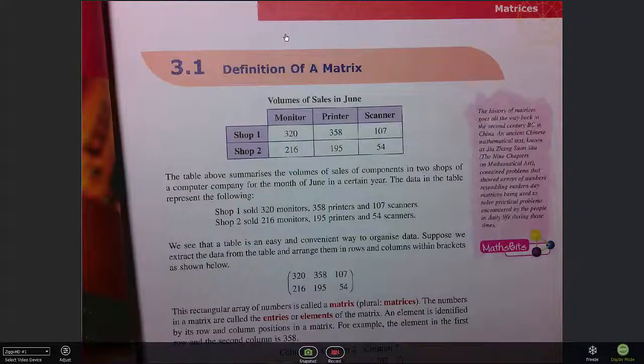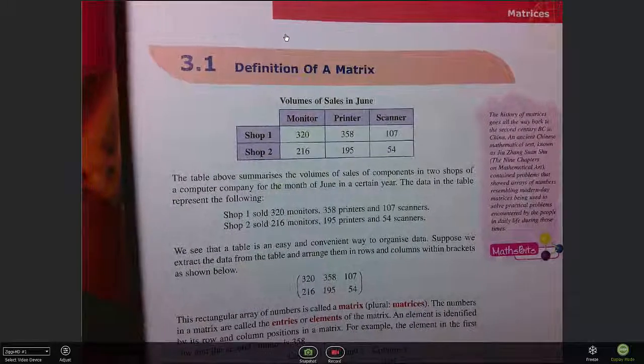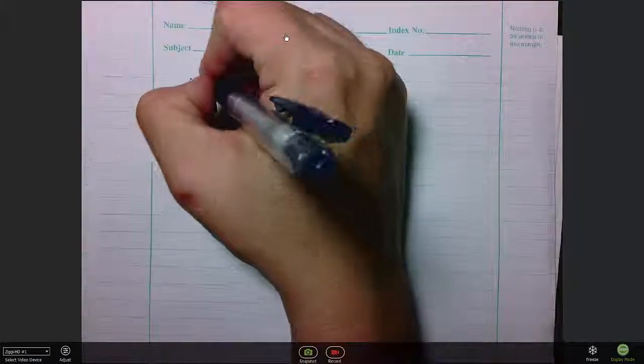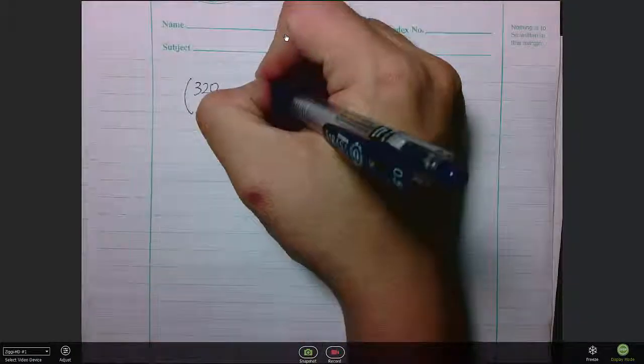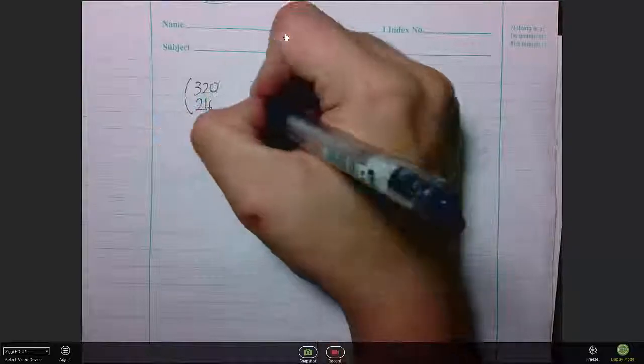Alright. So if we want to represent this data as a matrix, what we do is we can write it like this: 320, 358, 107. Okay, and we have 216, 195, and 54. This is what is known as a matrix.